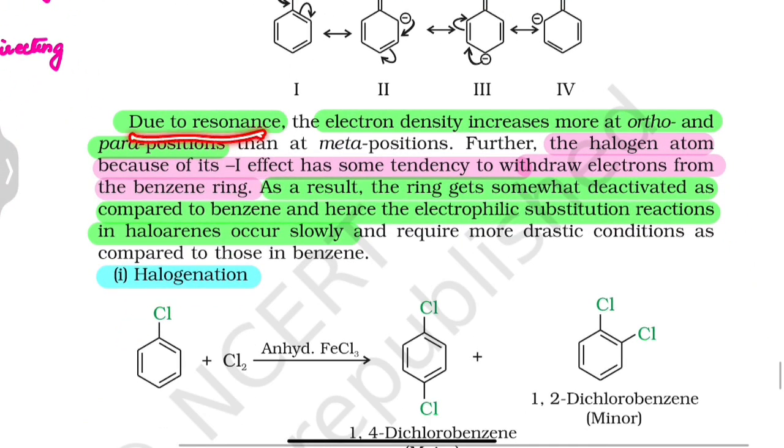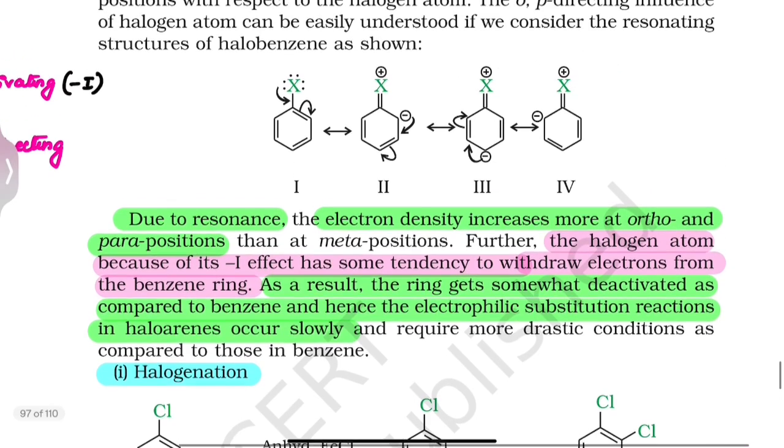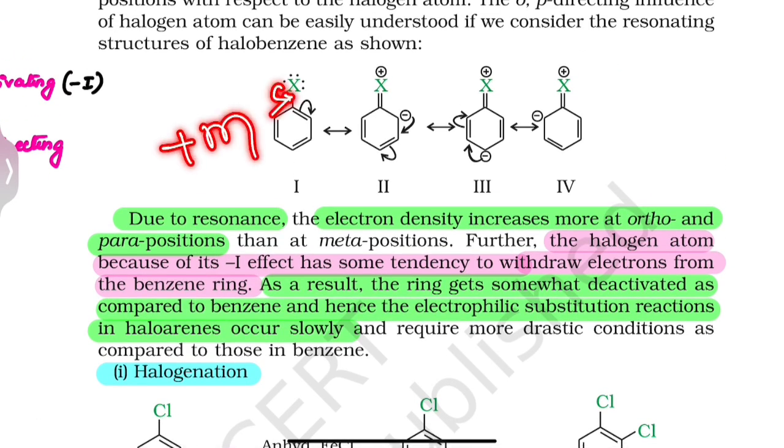So here you can see that due to resonance the electron density increases more at the ortho and para positions. Because of this plus M effect, you can see the negative sign is present at the ortho position as well as the para position. Therefore they will show ortho-para directing behavior. Further, the halogen atom, because of its minus I effect, has some tendency to withdraw electrons from the benzene ring. As a result, the ring gets somewhat deactivated as compared to benzene.